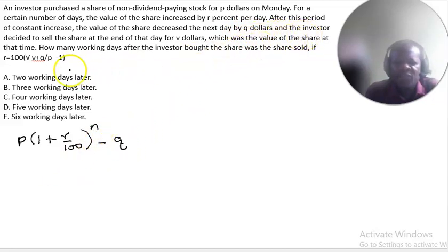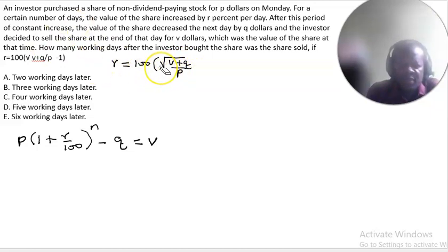And the investor decided to sell the share at the end of that day for V dollars. So that means this entire expression equals V dollars, which was the value of the share at that time. How many working days after the investor bought the share was the share sold? If R equals, from here we know that R equals 100 in brackets, the nth root of V plus Q over P. This nth root covers everything here.